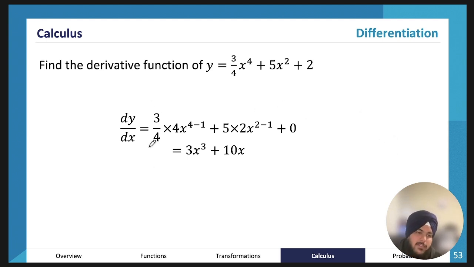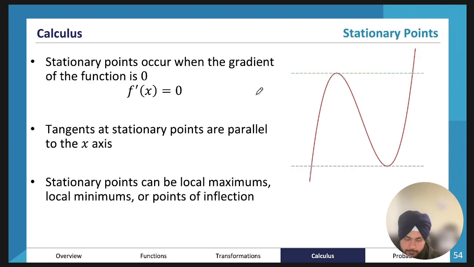So we're just going to simplify this. So this and this is going to cancel out. So we're going to get 3x. 4 minus 1 is going to be 3. And then lastly, we have 5 times 2, which is 10x. 2 minus 1 is just going to be 1. So therefore, the answer here, like the solution I've suggested, is just going to be 3x cubed plus 10x.